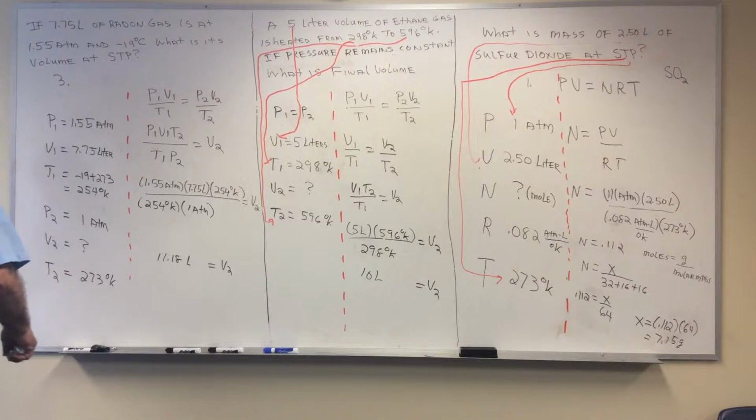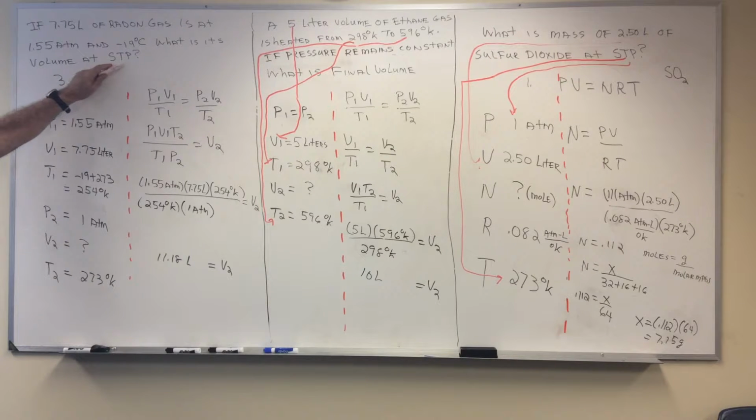Okay, for the next problem, if 7.75 liters of radon gas is at 1.55 atmospheres and minus 19 degrees centigrade, what is its volume at STP? Again, automatic flag. STP, temperature, pressure. That means we have 2 temperatures and 2 pressures, which means we use the combined gas law. So again, we set it up with the appropriate formula.